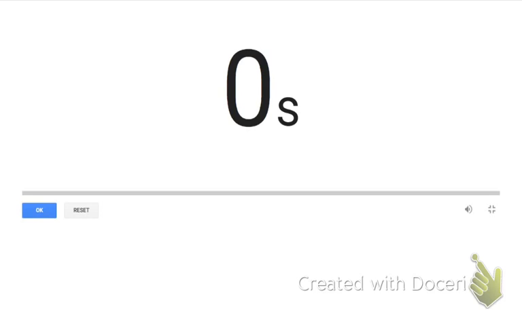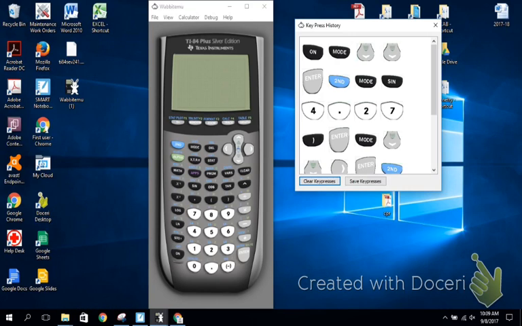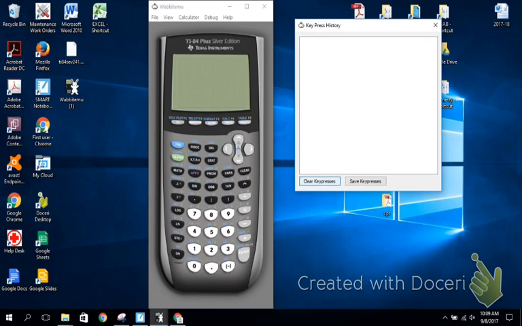Get out of here. There is my super magic calculator right there. Looks just like any TI.